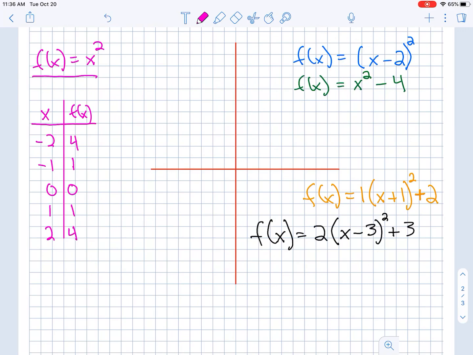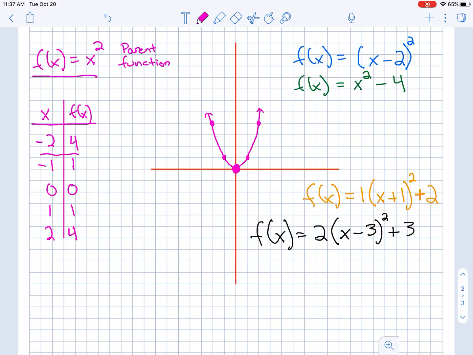If I were to graph each one of those points, the first one is -2, 4, -1, 1, 0, 0, 1, 1, and 2, 4. Okay, there is the graph of x squared. This one is called the parent function, and it's kind of like a starting point. The goal of this unit, at least in the beginning, is to figure out how to move it around the graph. So its starting point is in the middle, 0, 0, okay?